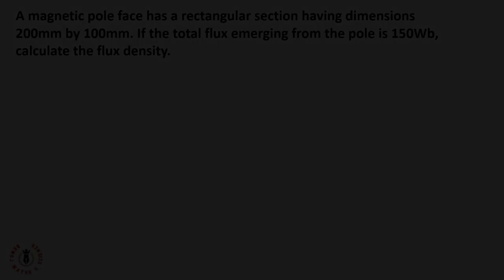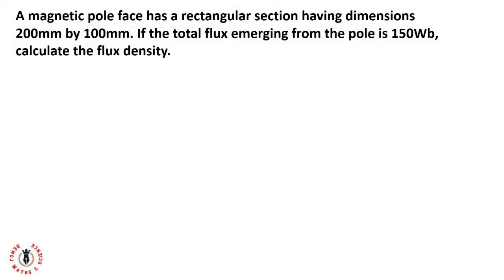Let's take some examples. The first example says that a magnetic pole face has a rectangular section having dimensions 200 mm by 100 mm. If the total flux emerging from the pole is 150 Weber, that means my phi is the same thing as 150 Weber, and my area should be given as 200 mm times 100 mm. So my area will be the same thing as 20,000 mm squared.